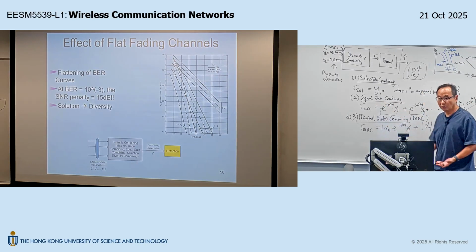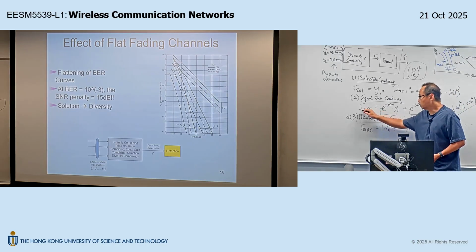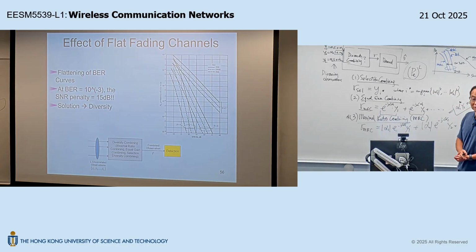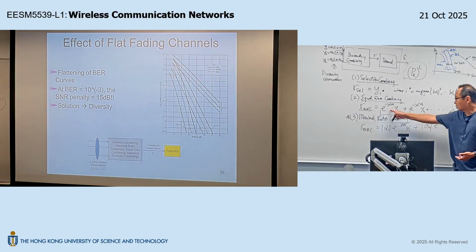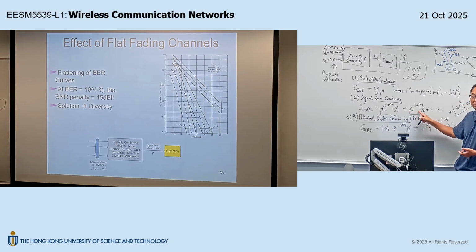So I follow the same logic, right? Where should I compute this metric, equal gain combining? Equal gain combining is talking about this equation, right? Still, I prefer to compute this in the digital domain, right?